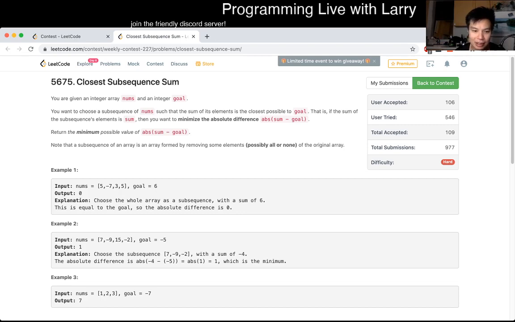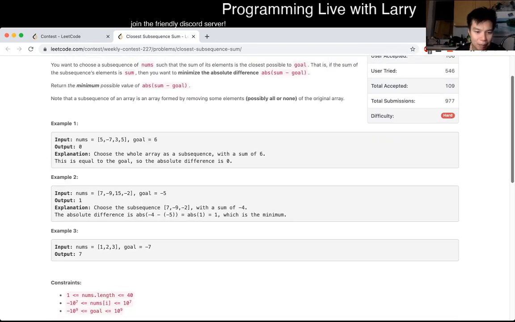I think the first thing to notice is that this is just really knapsack, but n is equal to 40, and the constraints are such that you cannot do the pseudo polynomial dynamic programming.